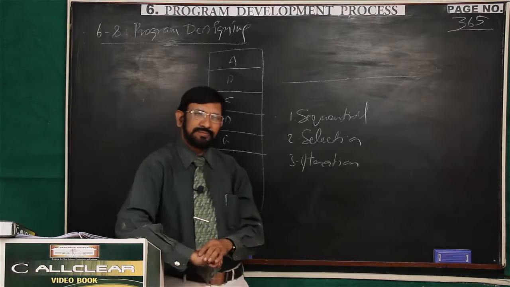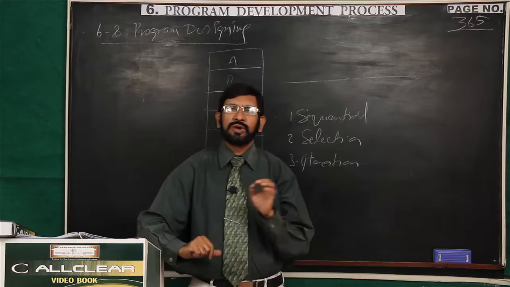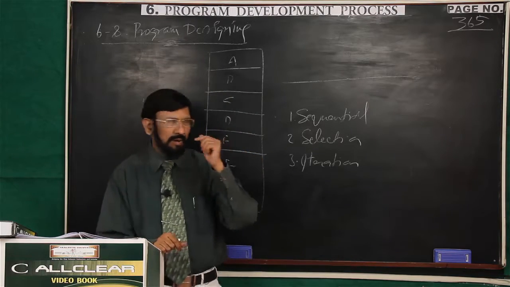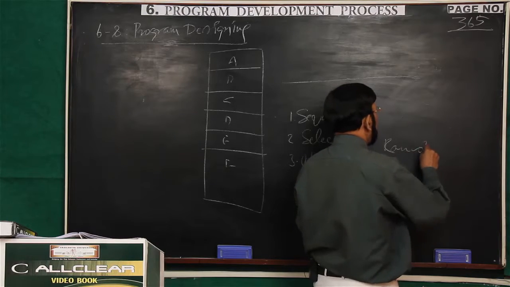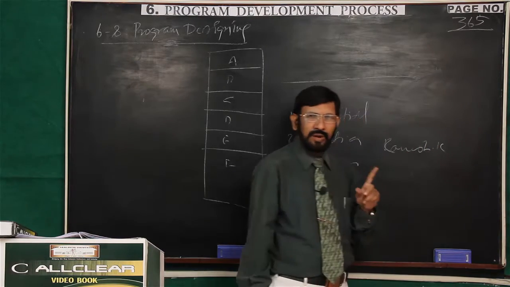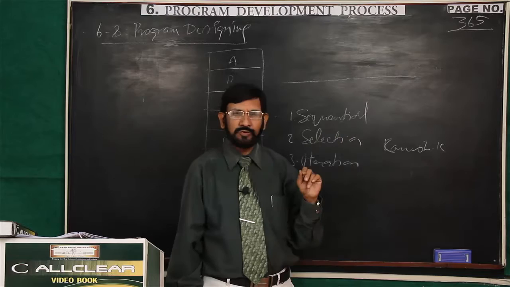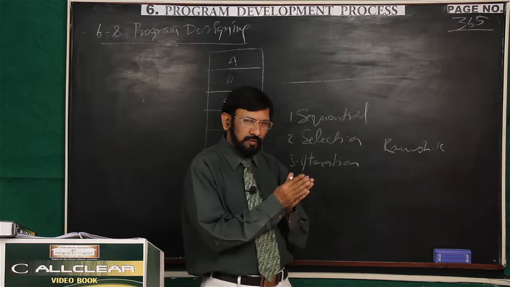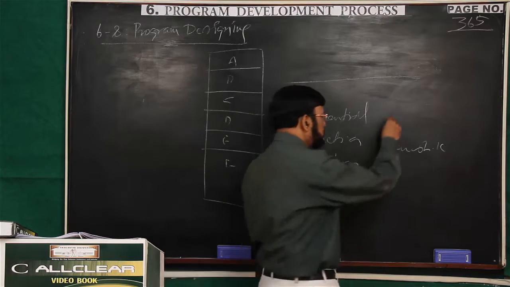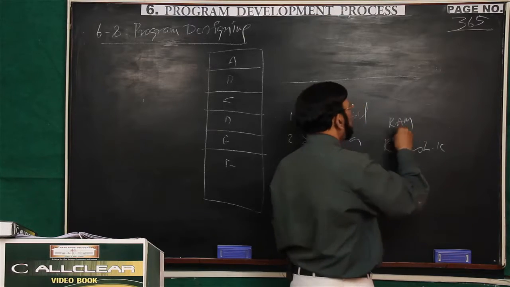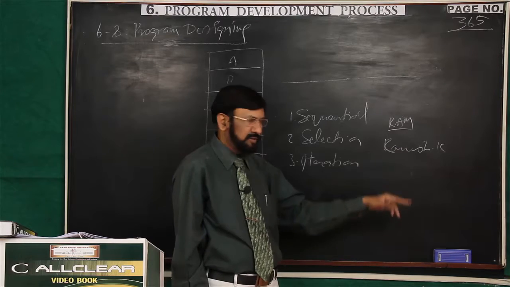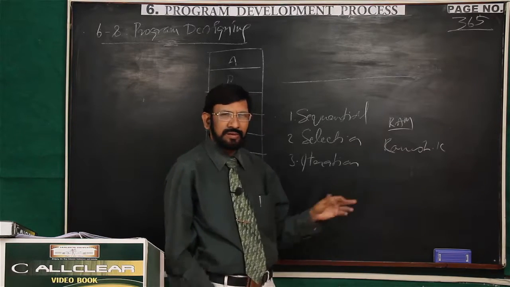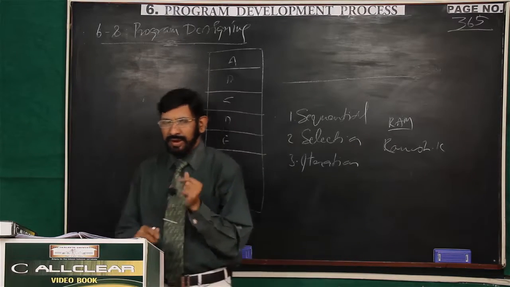Now selection. Suppose you have to find out the telephone number of Ramesh K in a telephone directory. Now you never follow the sequential approach. Then you follow the selective approach. What is the selection approach? You find the top index, somewhere you find the section, and then you sequentially search for the name you want. That is the selection approach.